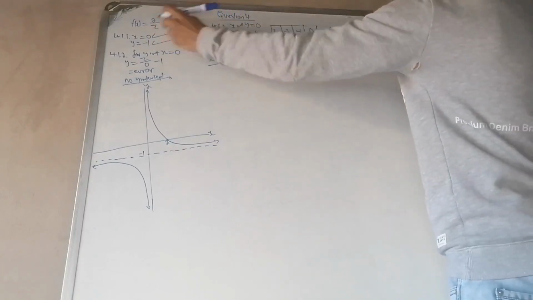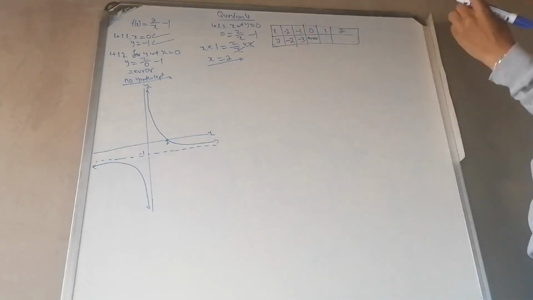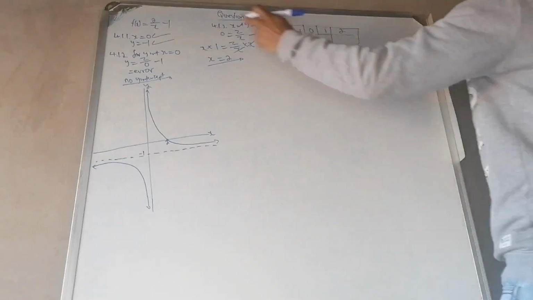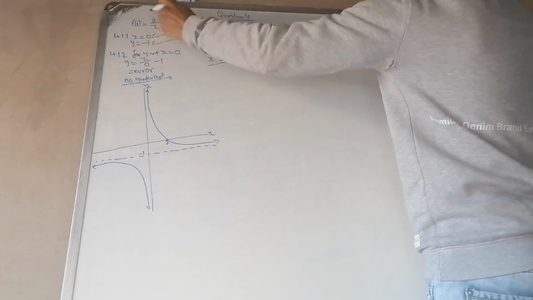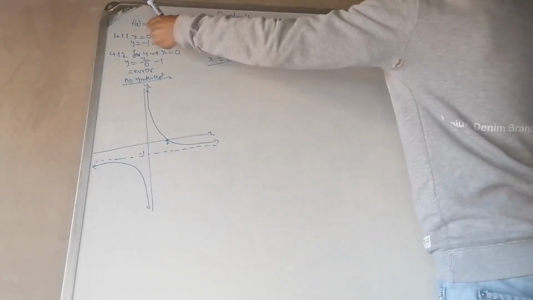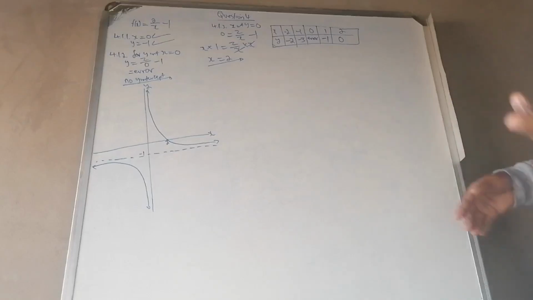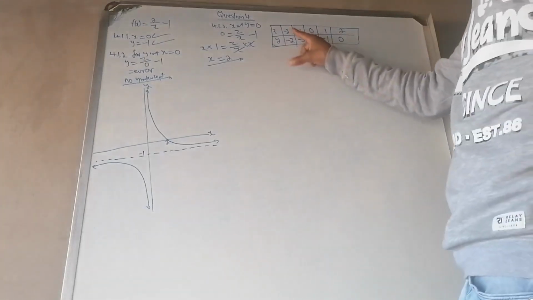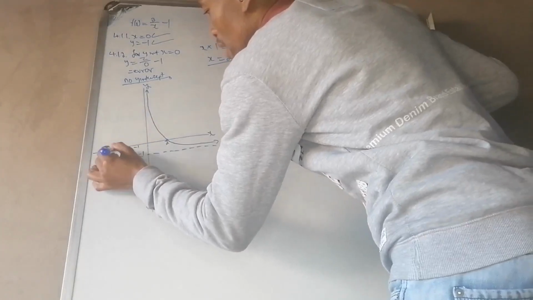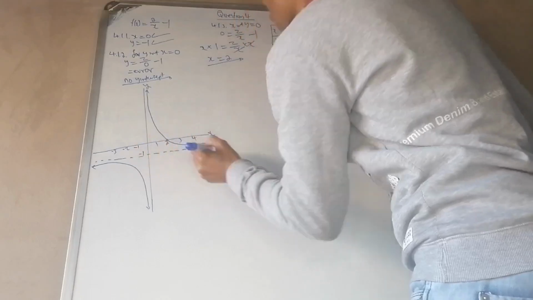When you plug in 0, it's an error, because when the denominator is 0, the whole thing is unsolvable. When we plug in 1, 2 minus 1 is 1, and 1 minus 1 is 0. When you plug in 2, 2 divided by 2 is 1, and 1 minus 1 is 0. So how will I show the points? Here x is minus 2, here minus 1, minus 2, minus 3, here 1, 2, 3, 4.